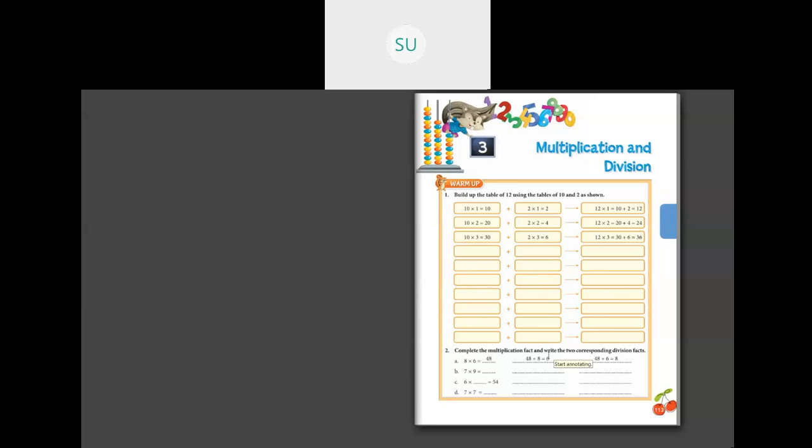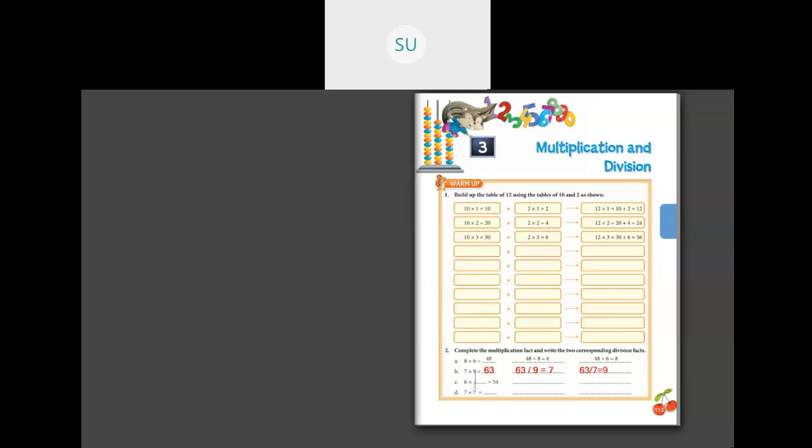Here, complete the multiplication fact and write two corresponding division facts. Okay, so let's see the example they have given. 8 into 6, 48. So 48 divided by 8 will be 6 and 48 divided by 6 will be 8. Okay, so 7 into 9. How much is 7 nines? The 7 nines is 63. So what will be the division fact here? It will be 63 divided by 9. I'm using this symbol because there's no division symbol here. So 63 divided by 9 is equal to 7. And 63 divided by 7 is equal to 9. So you'll use the division symbol properly as shown.